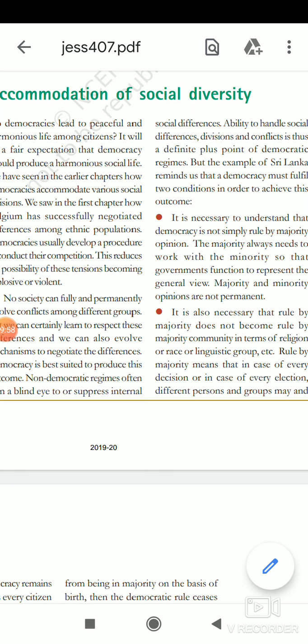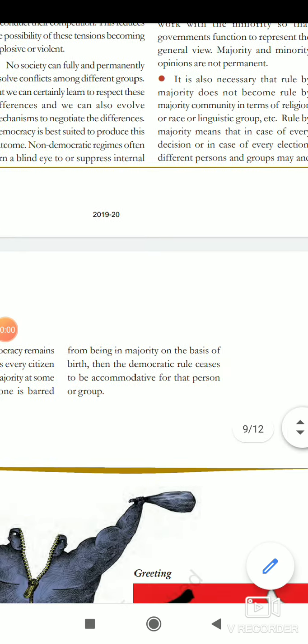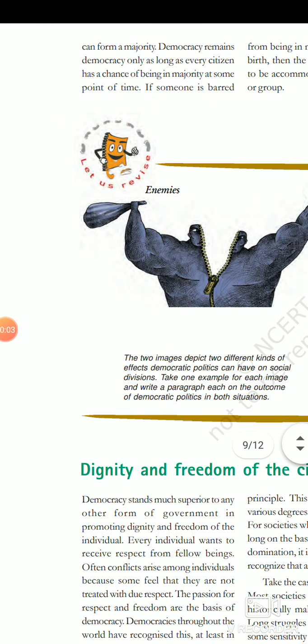Then comes the dignity and freedom of the citizen. In a democracy, the people have dignity. Democracy stands much superior to any other form of government in promoting the dignity and freedom of the individual. In a democracy, the individual has some freedom.